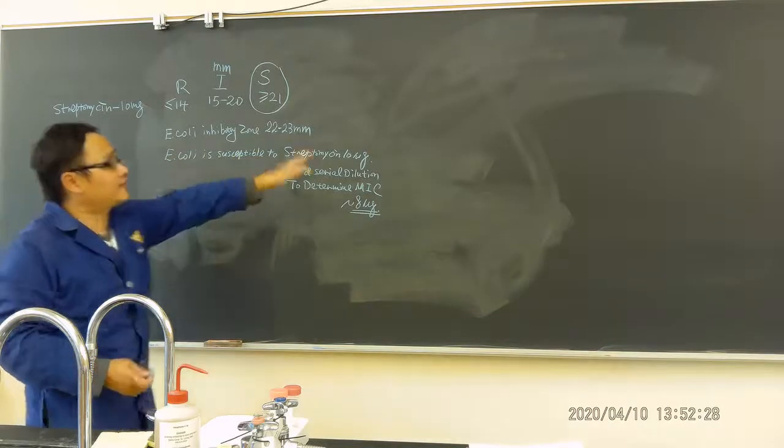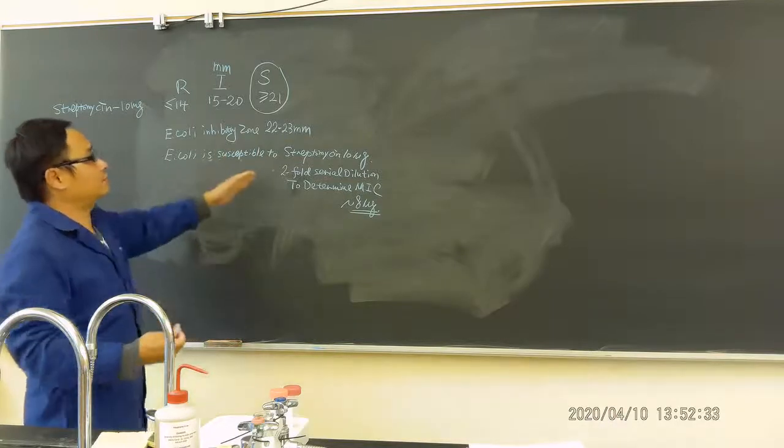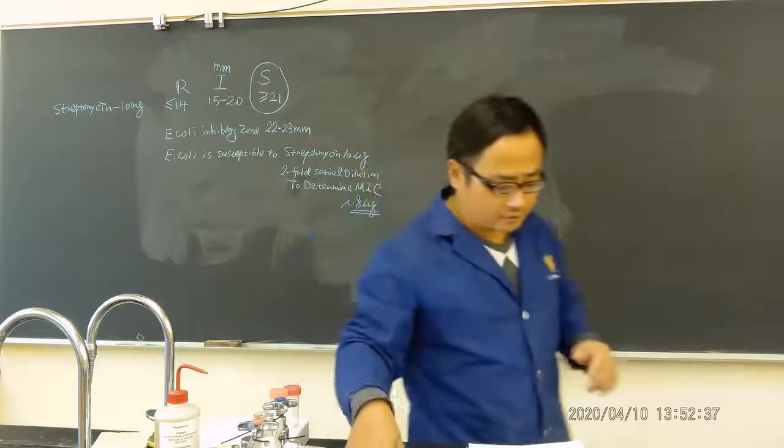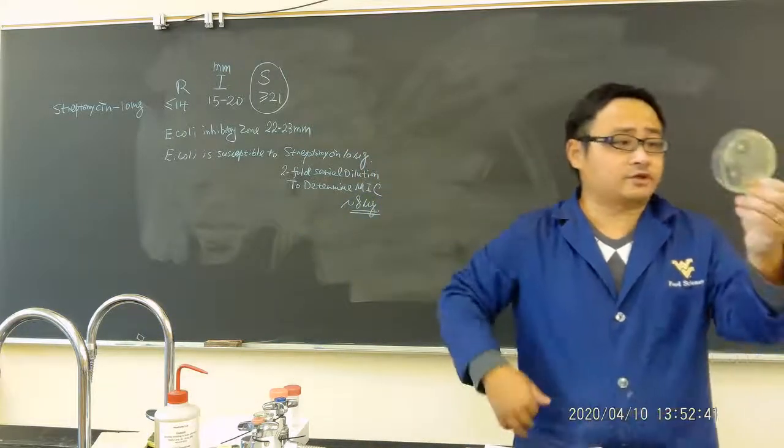So that's why I say it's a semi-quantitative test. It does not really say that number is what we could be using. We only gave you an idea. E. coli is susceptible to 10 microgram streptomycin. Okay, so that's what we're going to do a demo for you. And you can see it's more obvious.